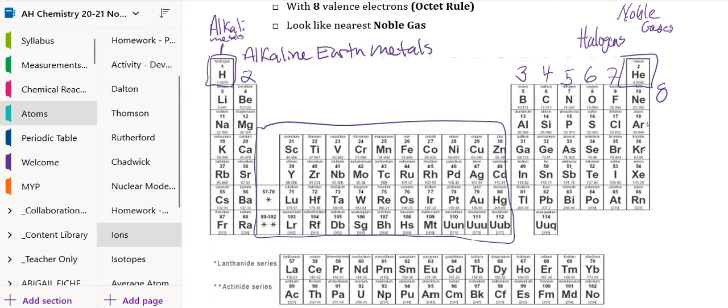It doesn't have eight valence electrons. So from neon down, the noble gases do have eight valence electrons. So do you see where I wrote the eight? I wrote it there just to remind myself that the number of valence electrons for the noble gases is eight from neon down.